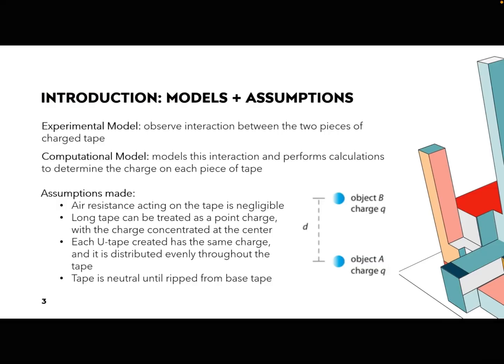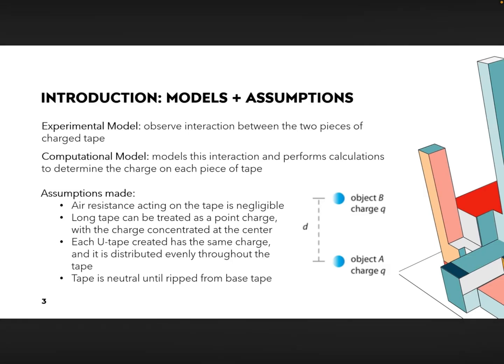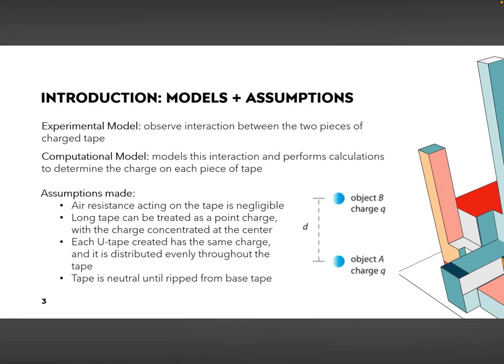The computational model will represent this interaction and also perform calculations to determine the charge on each piece of tape. As for assumptions, air resistance acting on the tape is negligible. The long tape can be treated as a point charge. Each U-tape created has the same charge, and the tape is neutral until ripped from the base tape. These assumptions allow us to approximate an answer by reducing the calculations to a much simpler scenario.